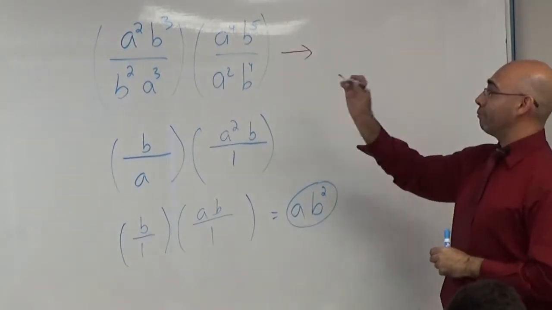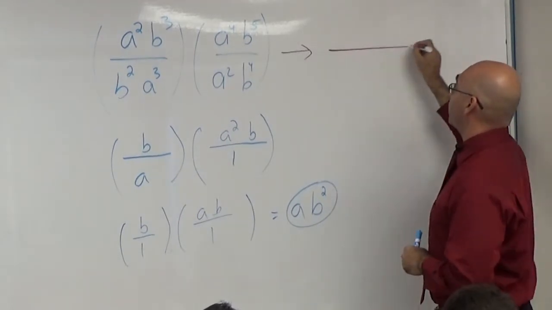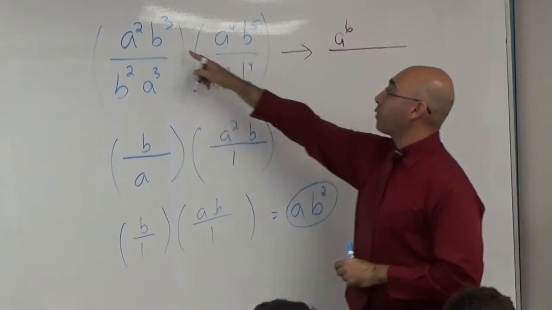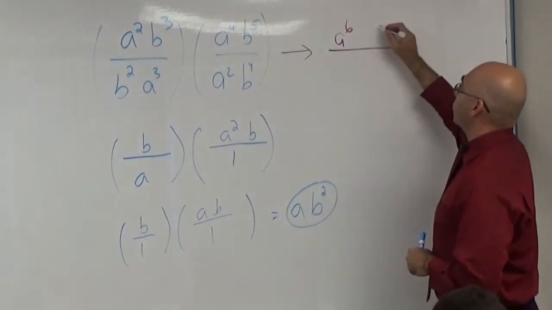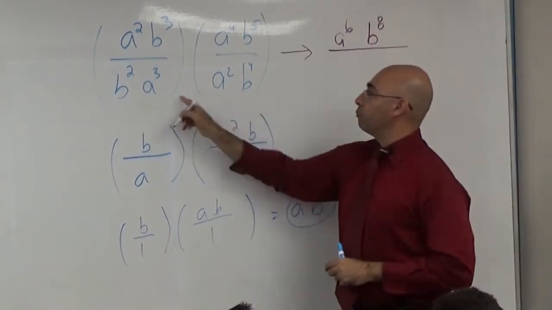I'm just going to do it in this color right here. I have 2 a's here and 4 a's here. So how many a's do I have total? 6 a's. I have 3 b's here and 5 b's there. How many b's do I have total? b to the 8th.